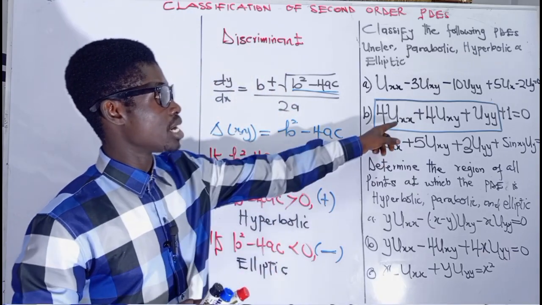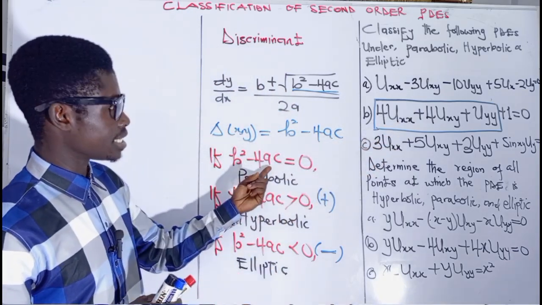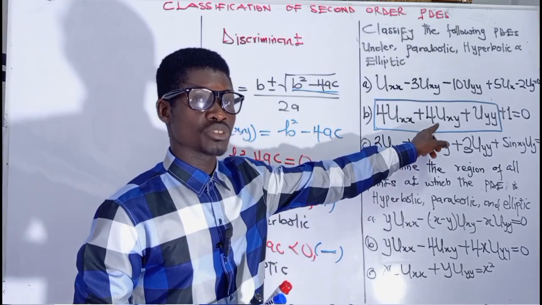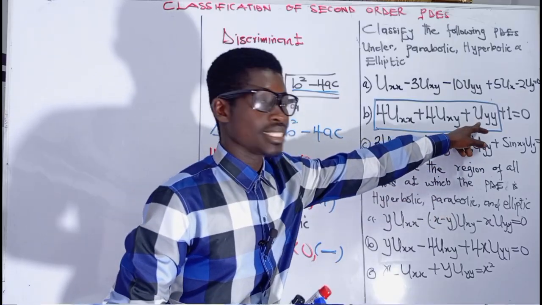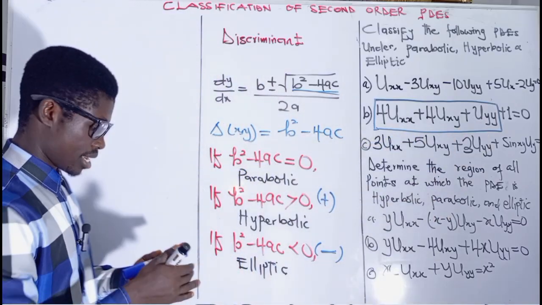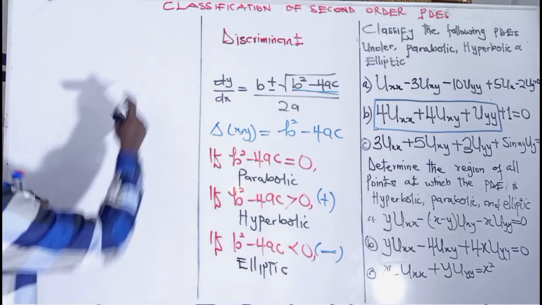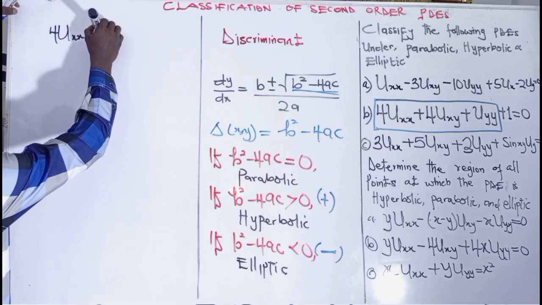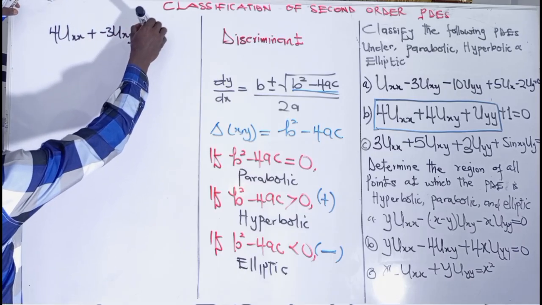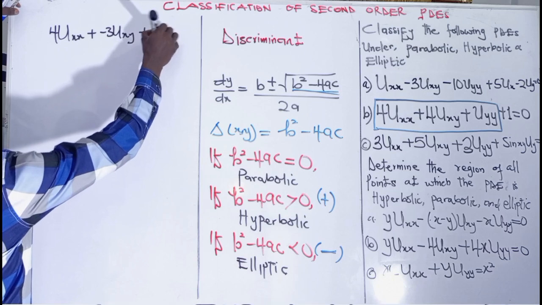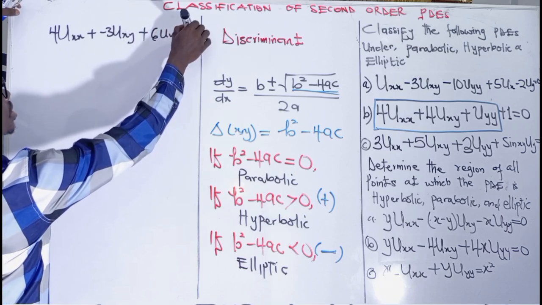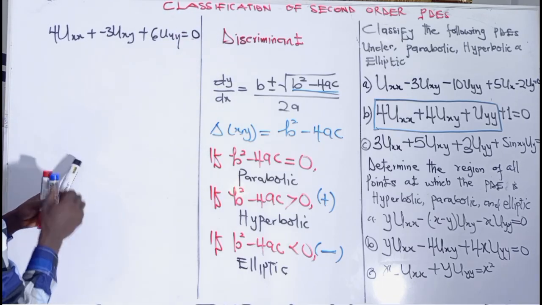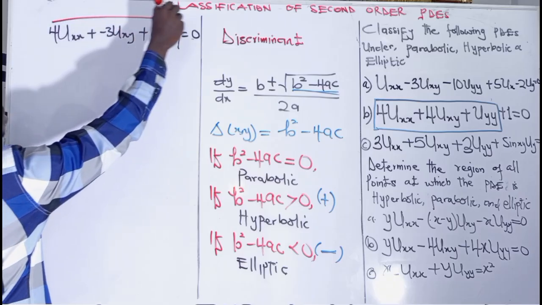The coefficient of uxx is what we call the a. The a represents the coefficient of what? uxx. The b represents the coefficient of uxy, and the c represents the coefficient of what? uyy. So let's take that particular example and see something. We have 4uxx minus 3uxy plus, let's say, 6uyy. Let's make it equal to, let's say, 0. So we have the principal parts. So these are the principal parts.